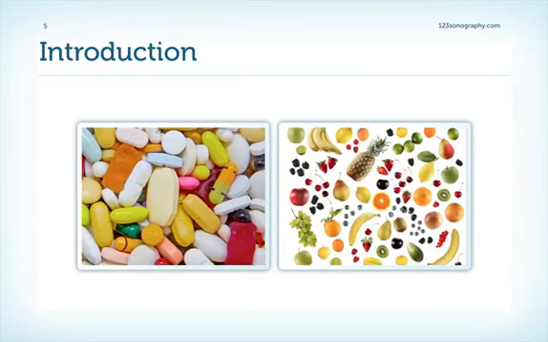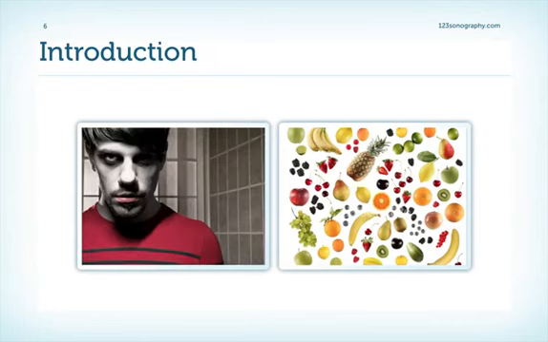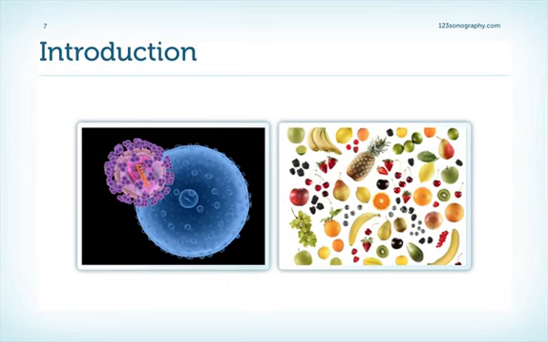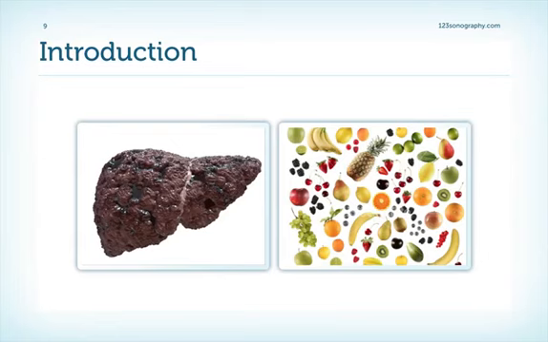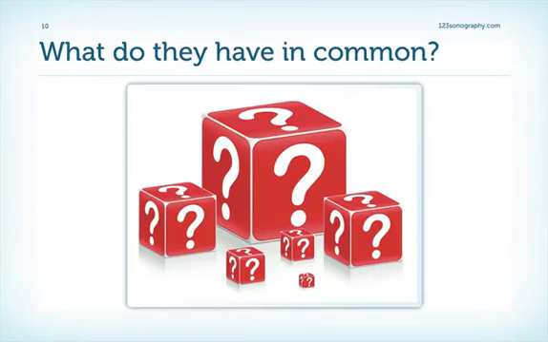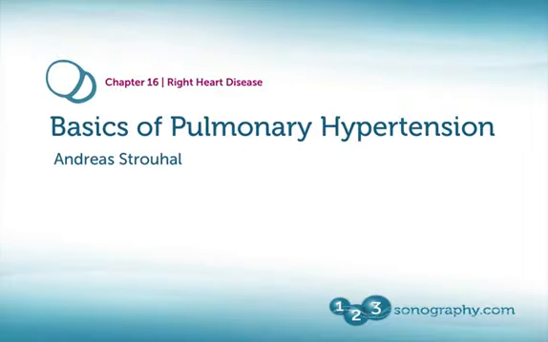In other conditions, like drugs, hemolytic anemia, HIV infection, smoking-induced COPD, or liver cirrhosis, the influence on the right heart is not that obvious at first glance. But they do have one thing in common. All of them can cause pulmonary hypertension.